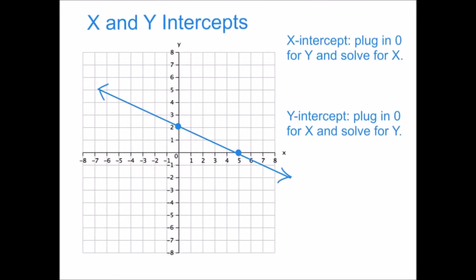The x-intercept is the place where your graph crosses the x-axis. If we're looking at this line, our x-intercept is 5, because that's where the line crosses the x-axis. The y-intercept is the place where the graph crosses the y-axis. Our y-intercept would be 2 here.